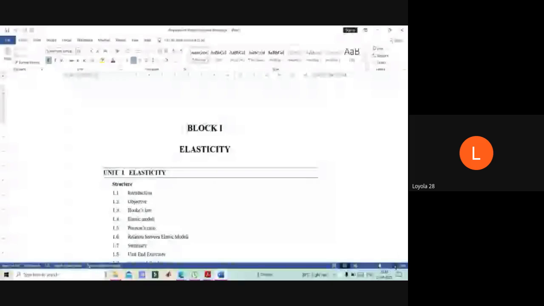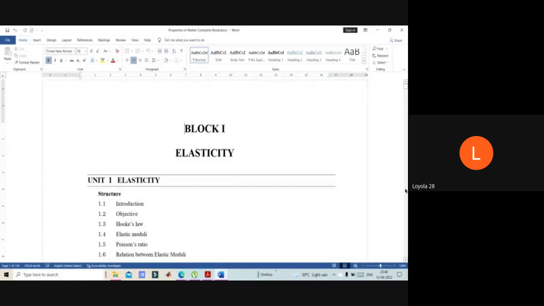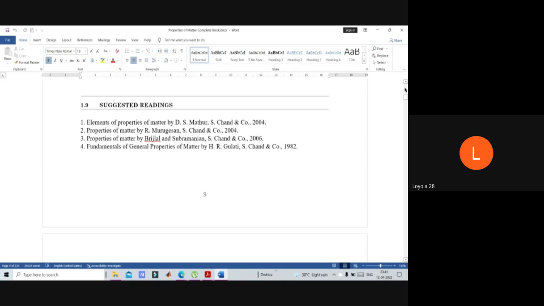So the block one deals with elasticity, that is, an introduction, a bit on Hooke's law, elastic modulus, Poisson's ratio, and the relation between elastic modulus. All these things we are going to discuss in unit 1. For this unit, you can follow the Properties of Matter by D.S.